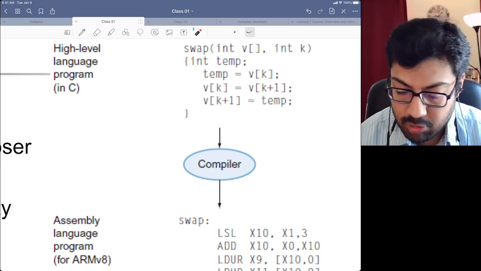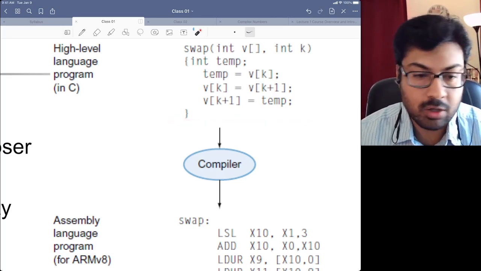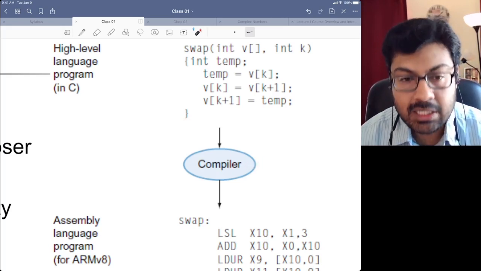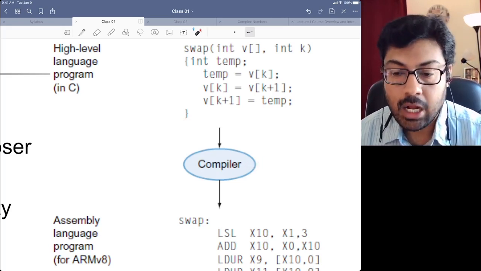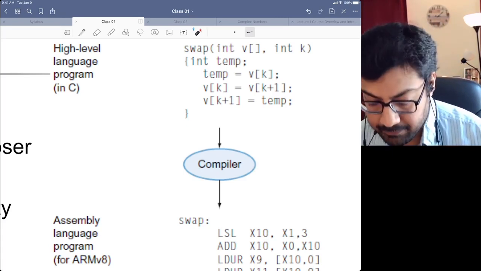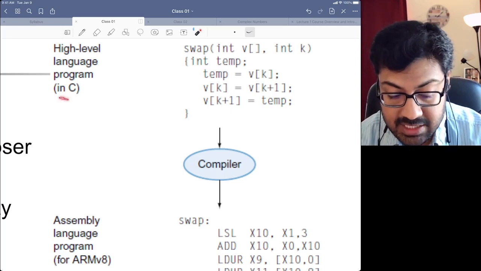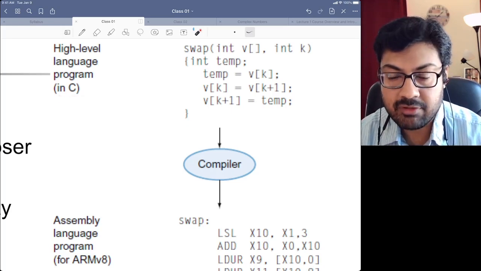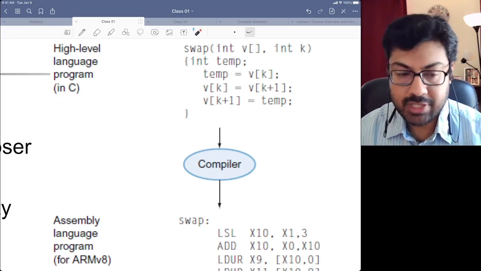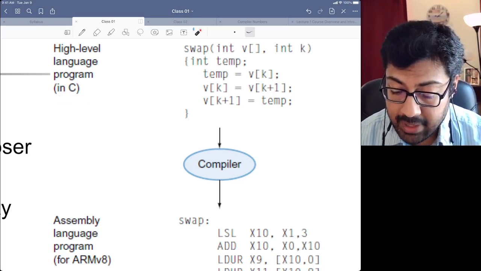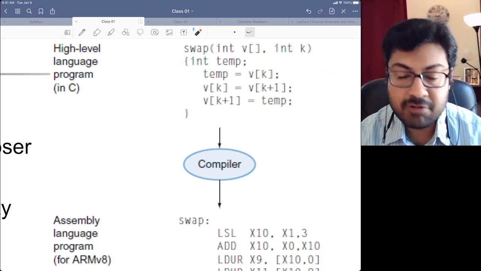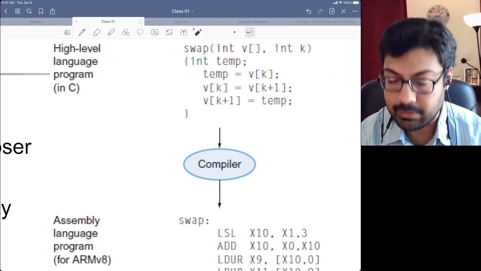So I can take this C program and port it across different platforms and use the right compiler to give me assembly code for ARM v8 or MIPS. That's the reason why your high-level language is portable, right? You can take one and move to the other. So a user is going to be very comfortable writing in the high level.